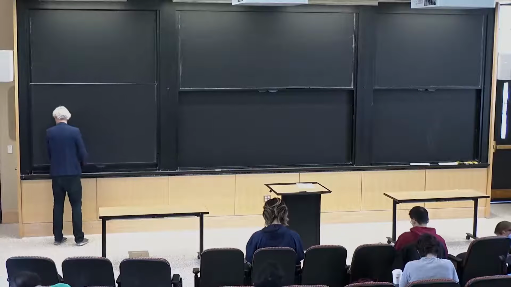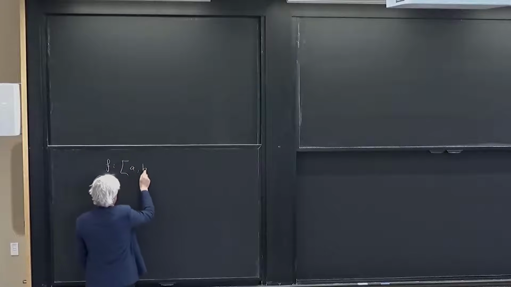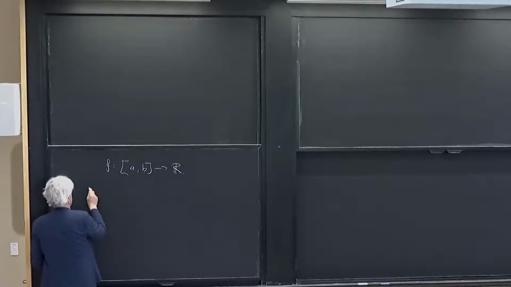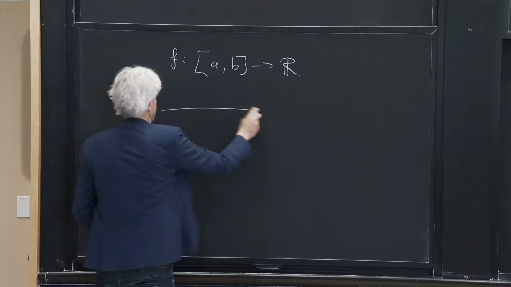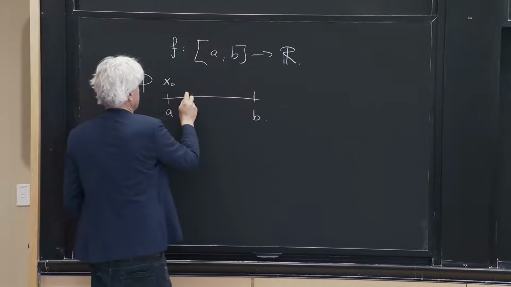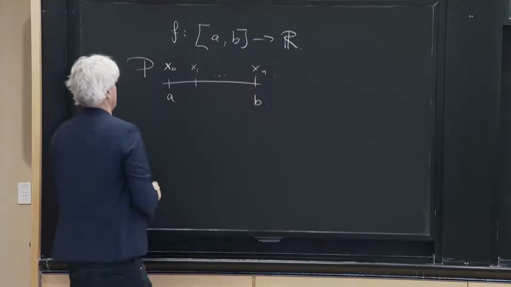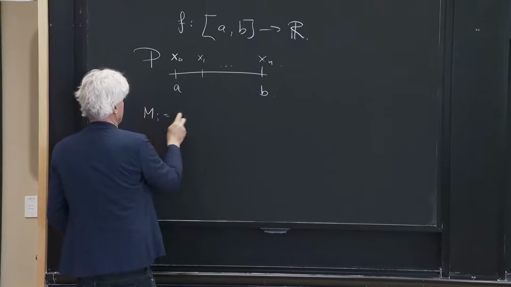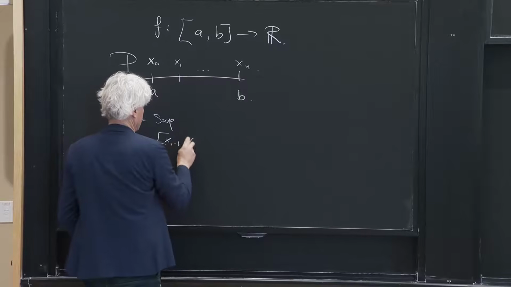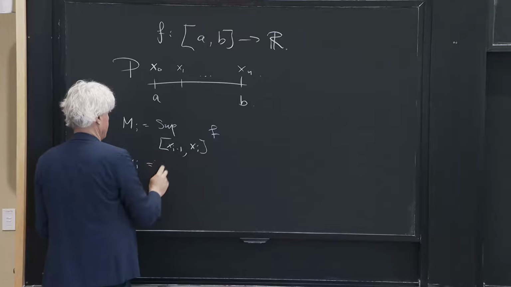So last time, just quickly recall, we looked at a function on some interval into R. We looked at a partition P. So here we have the interval from a to b. Then we have a partition x0, x1, up to say xn. We looked at Mi, which was the sup on this little interval here from x_{i-1} to x_i of f. We looked at little mi, which was the inf.